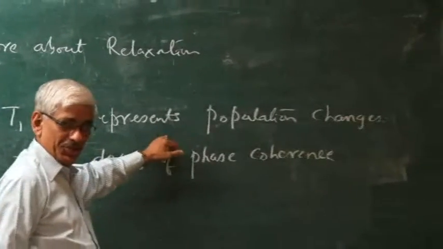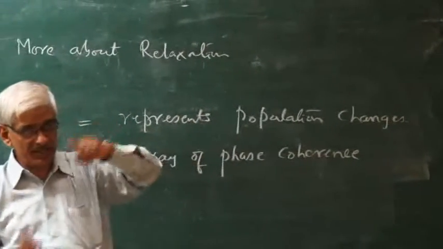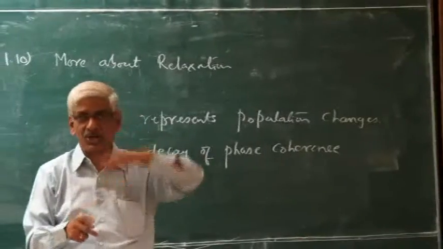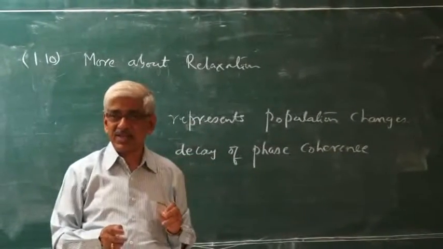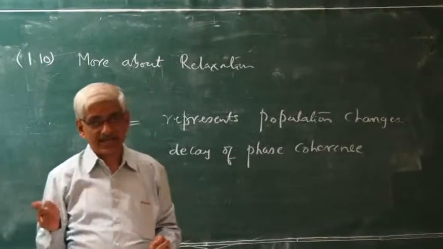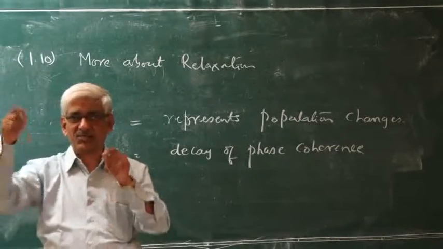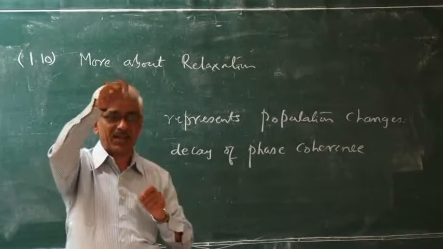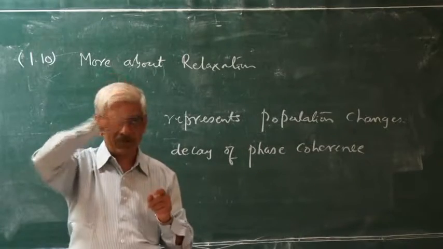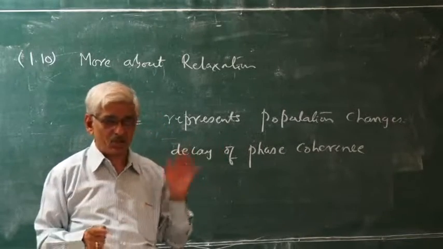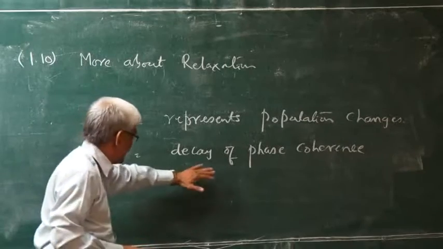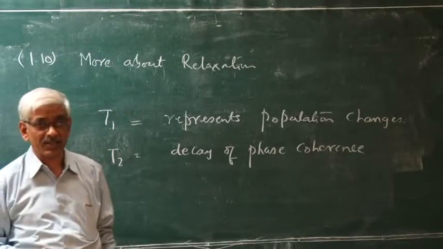So, spin lattice relaxation, population changes happen, means there should be transitions happening from upper state to the lower state. And this we say is induced by the lattice. There are fluctuations in the lattice which cause magnetic field changes. They change the lifetime of the upper state and therefore there are relaxations happening. We'll talk about that.